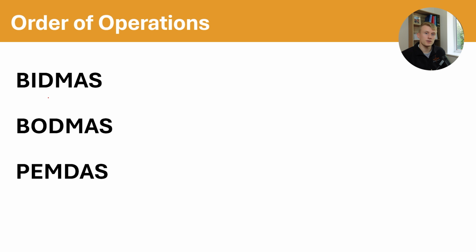So you might have heard some different mnemonics to help you remember the order of operations. The first one is BIDMAS, where B is brackets, I is indices, which we talked about on the previous slide, division, multiplication, addition, and subtraction. You might have also heard of BODMAS, where O is order, and everything else is the same. Or you might have had PEMDAS. P is parentheses, which again is brackets. E is exponents, which is the same as indices and order.